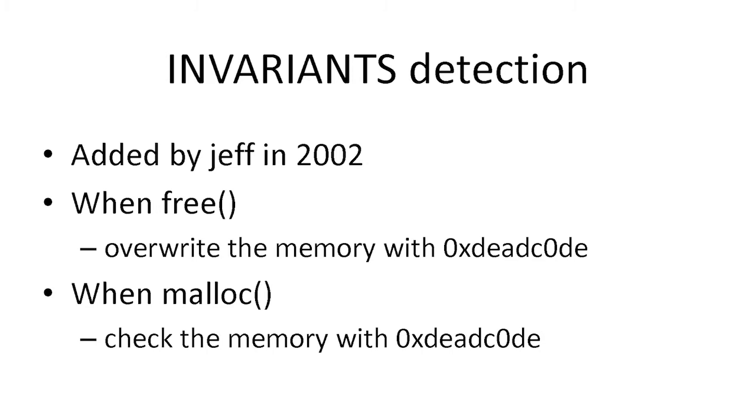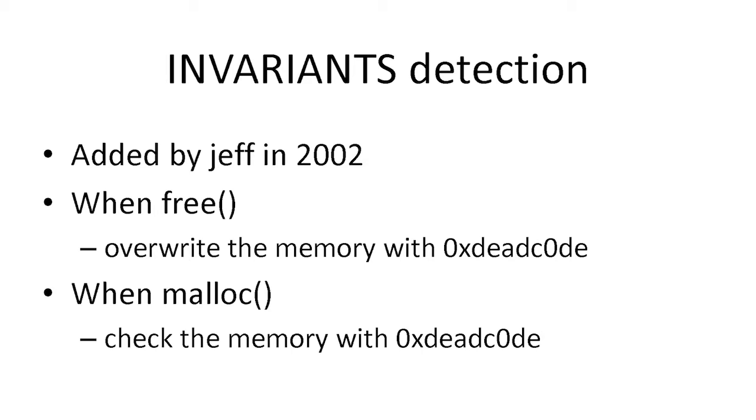When you free the memory, this invariant will overwrite the memory with 0xdeadc0de. So if your kernel panics in the virtual address at deadc0de, you will know you used memory which is already freed. Or if you have some weird variable value such as deadc0de, you will know you used freed memory.